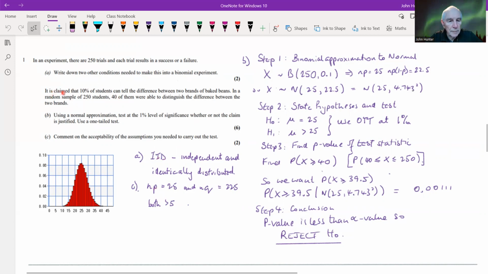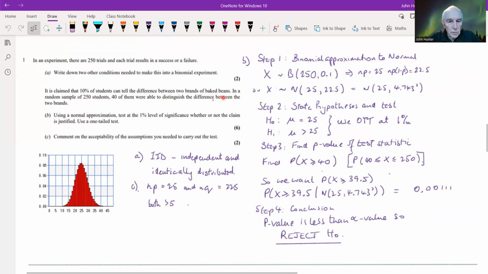It is claimed that 10% of students can tell the difference between 2 brands of baked beans. In a random sample of 250 students, 40 of them were able to distinguish the difference between the 2 brands. 10% seems very low to me. When I was a student, we virtually lived on baked beans, so I would have thought it'd be much higher. But anyway, this is saying 10%.